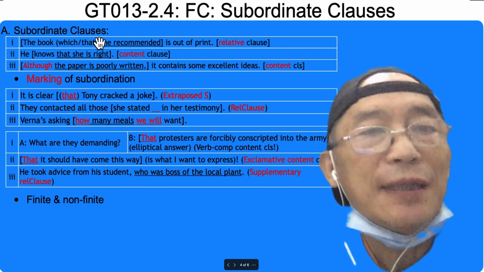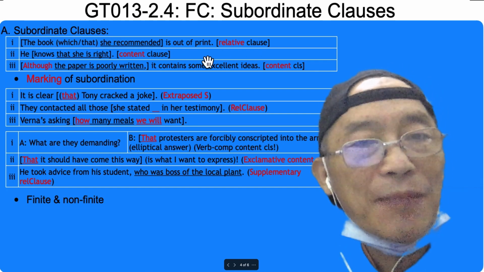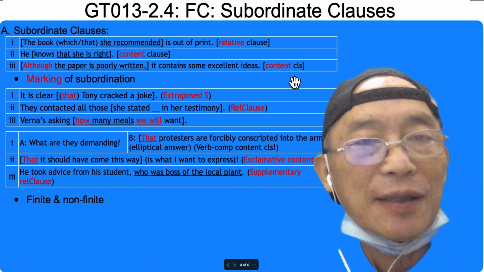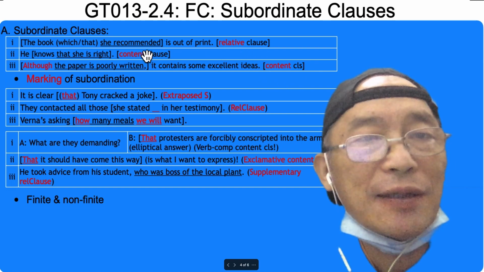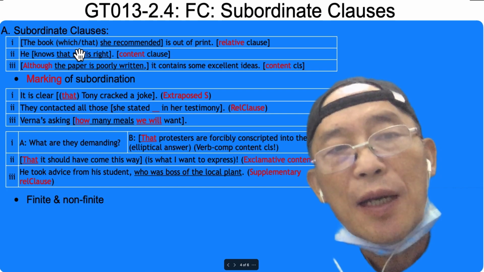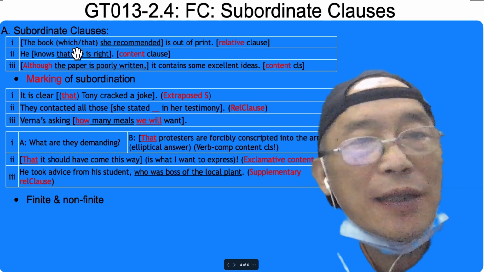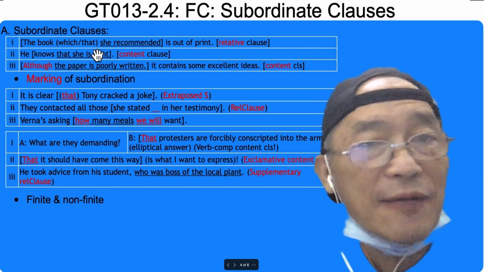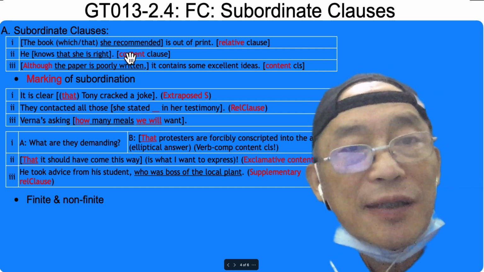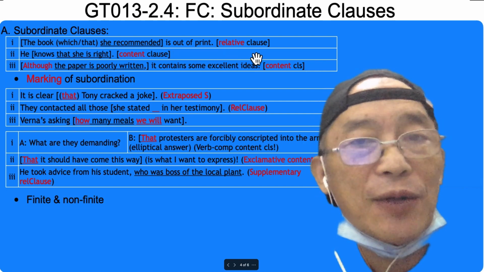Let's first take a look at subordinate clauses. Relative clause, yep. Content clause, okay, yeah. Let's check the first one. Relative clause. The book. Relative clause, yes. If the interrogative pronoun or relative pronoun is not there, or if the subordinator is not there, you can still notice that she recommended something. Yeah, something is missing. That's typical for a relative clause.